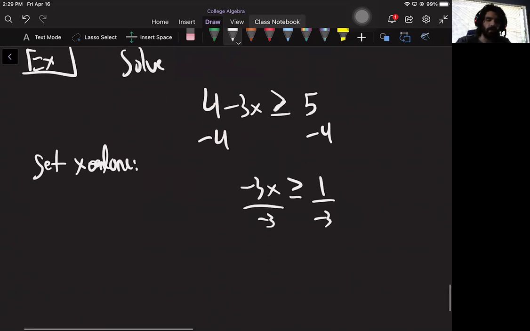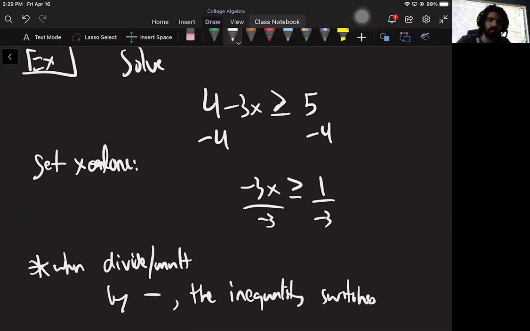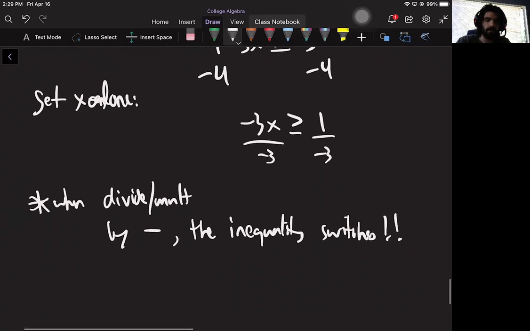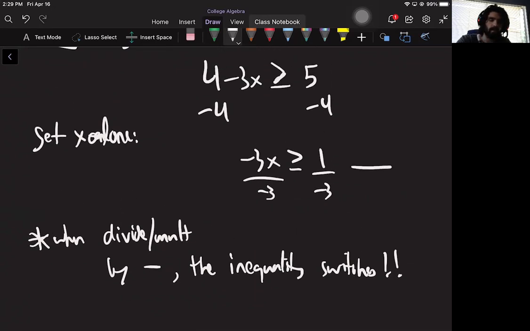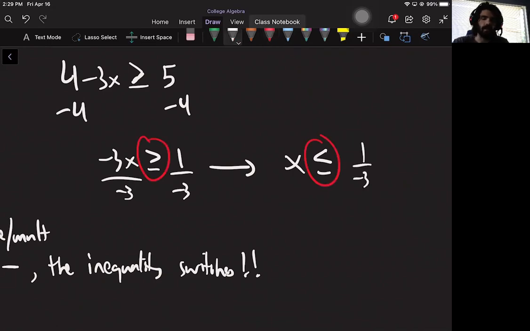When you divide or multiply by a negative, the inequality switches direction. Very important thing to do. So this becomes x less than or equal to. So we switch this direction and then proceed, and we're good after that.